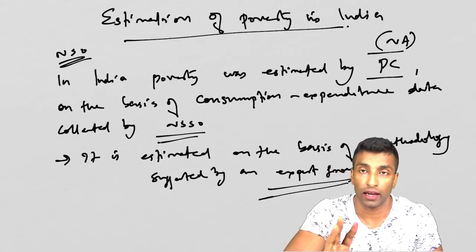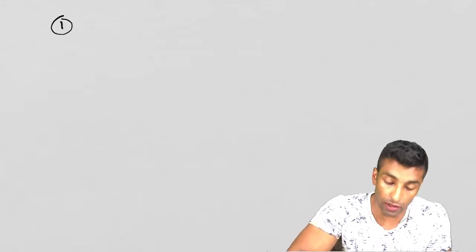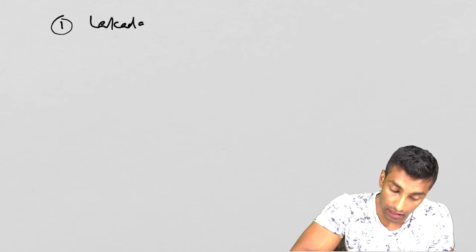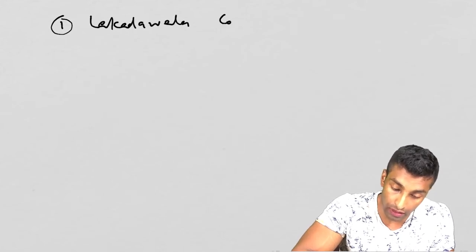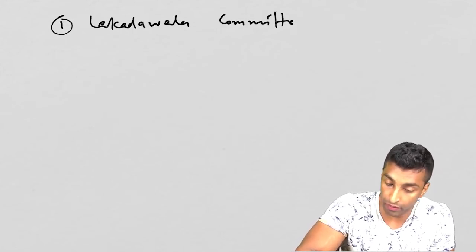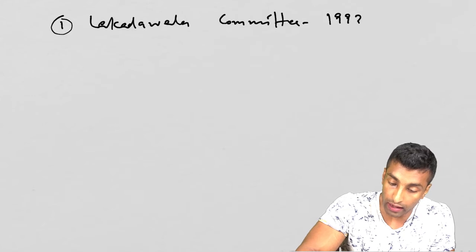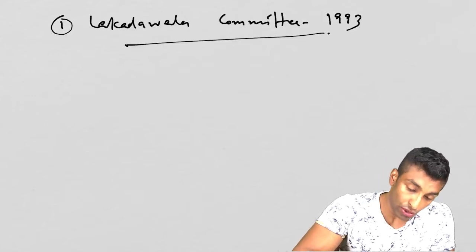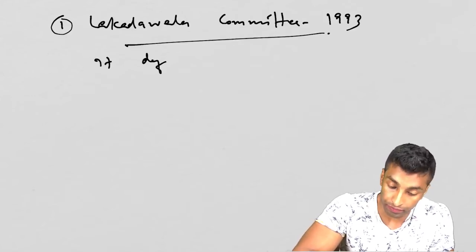Three expert groups are there. Lakdawala Committee, which was in 1993. Then we have to see the Suresh Tendulkar Committee, that was in 2009, and then the Dr. C. Rangarajan Committee also we will have to see. So let's start with the Lakdawala Committee, the first expert group, that is in 1993.